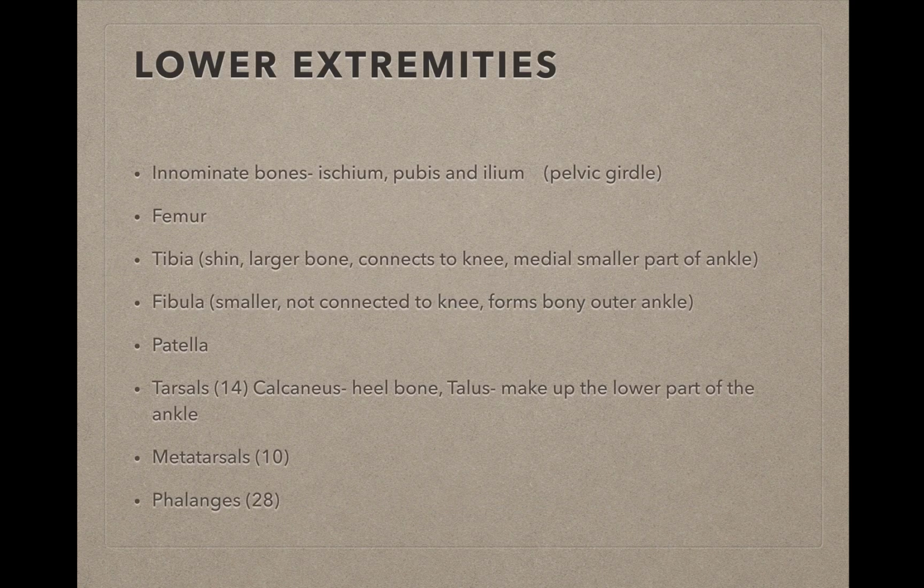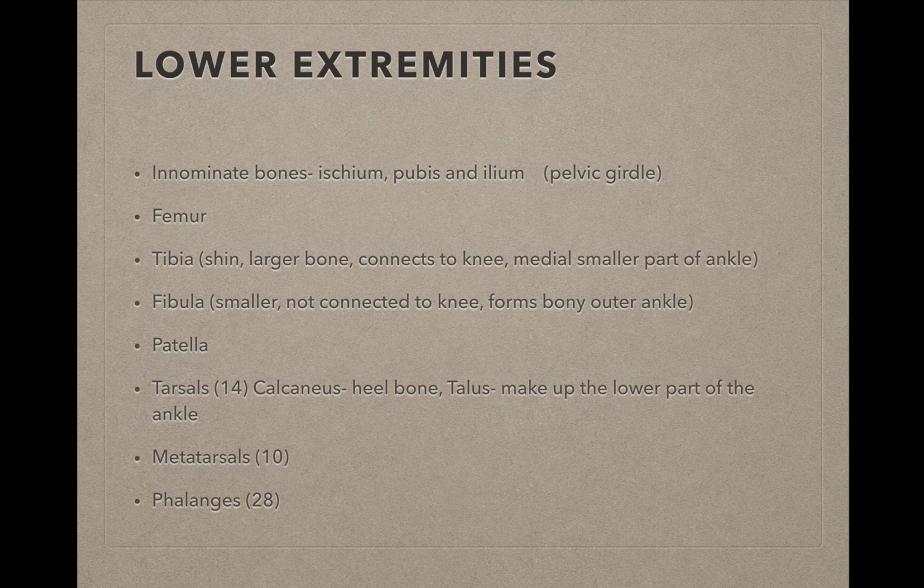Lower extremities: the innominate bones, which includes the ischium, the pubis, and the ilium. This is also known as the pelvic girdle. The femur, the tibia. This is the larger bone. It is the shin. It does connect to the knee, and it is the medial, smaller part of the ankle. The fibula, which is the smaller bone, not connected to the knee. It forms the bony outer ankle.